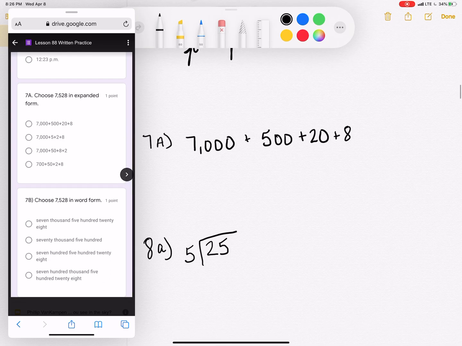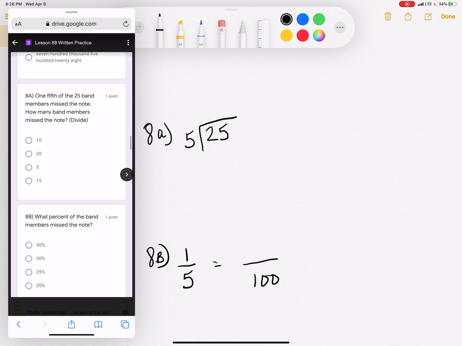7A, choose 7,528 in expanded form. Remember, 7,000 has 3 zeros, 500 has 2, 20 has 1, and 8. You're just separating these into their appropriate place value and adding zeros. 7,528.